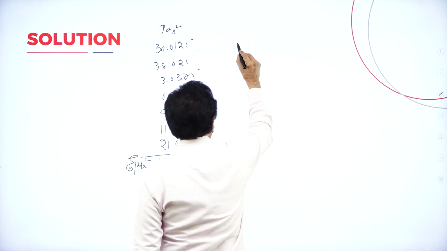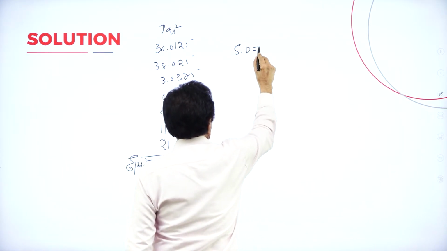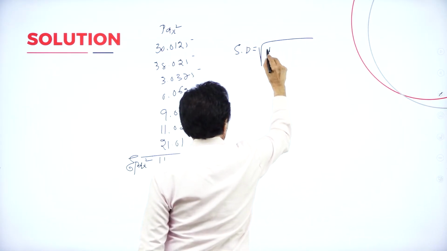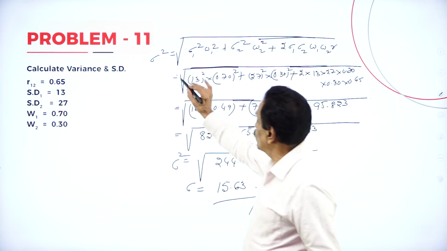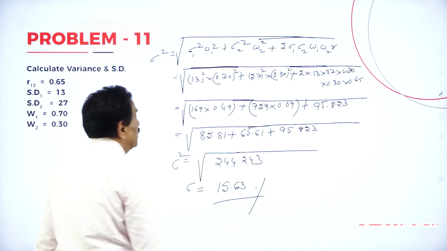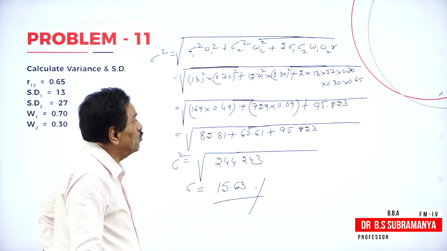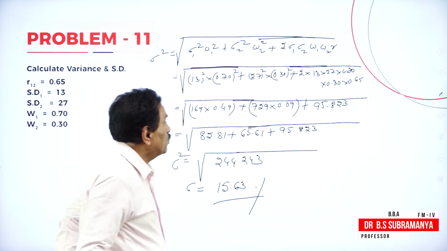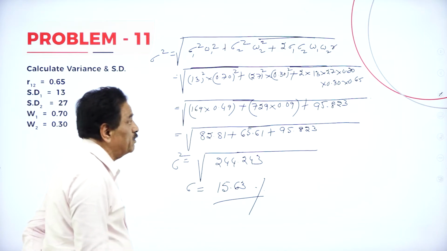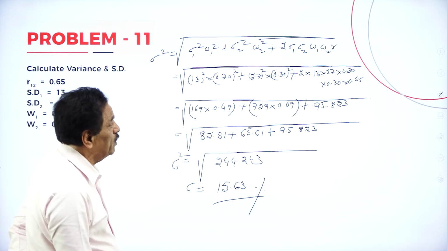So standard deviation is equal to root of Σpdx square. So this equation you must understand: standard deviation 1 square W1 square, standard deviation 2 square W2 square, plus 2 into standard deviation 1, standard deviation 2, W1, W2 into R.